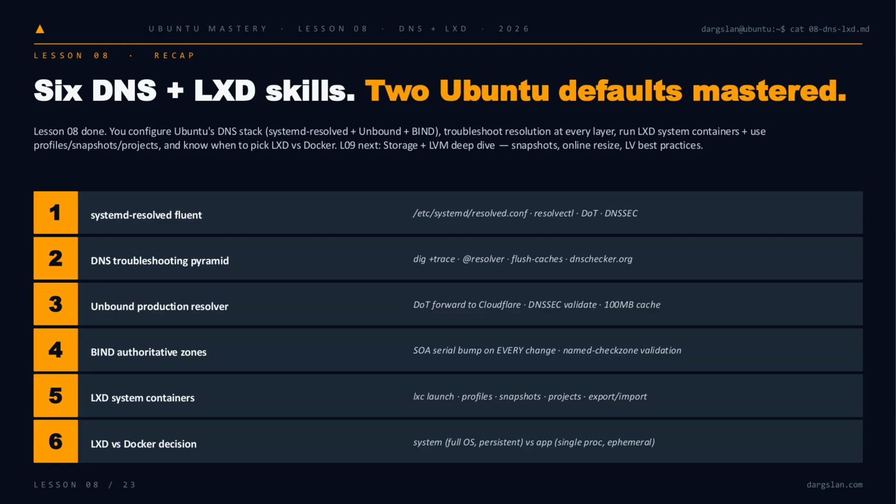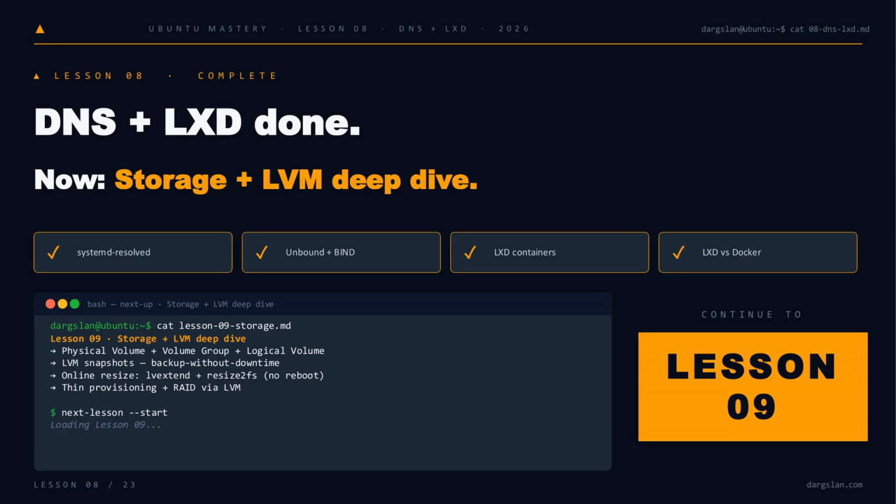Next lesson, we go deep on storage and LVM, snapshots, online resize, and the logical volume patterns that actually hold up in production. That's lesson 8 in the bag. systemd-resolved, Unbound plus BIND, LXD containers, and the LXD versus Docker call, all yours. Next up, lesson 9 takes us into storage and LVM proper. Physical volumes, volume groups, logical volumes, snapshots for backup without downtime, online resize with lvextend and resize2fs, and thin provisioning with RAID on top.